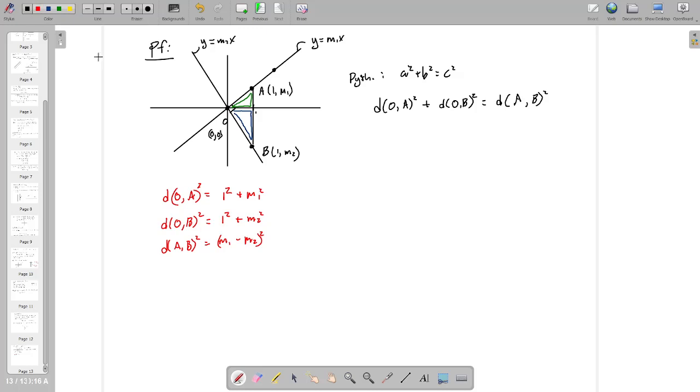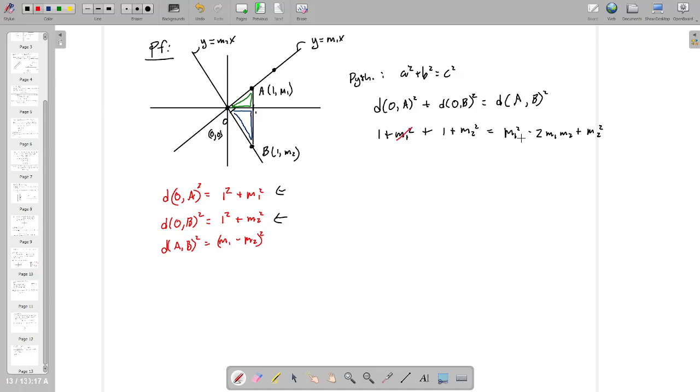So let's fill all of these in. The distance between O and A squared is 1 plus m1 squared from here, plus the distance between O and B, we get 1 plus m2 squared. And the distance between A and B, I'm going to FOIL this out. Remember that when we square a difference, you have to multiply it by itself, so it's (m1 minus m2) times (m1 minus m2). And we should get m1 squared minus 2 m1 m2 plus m2 squared, like this.